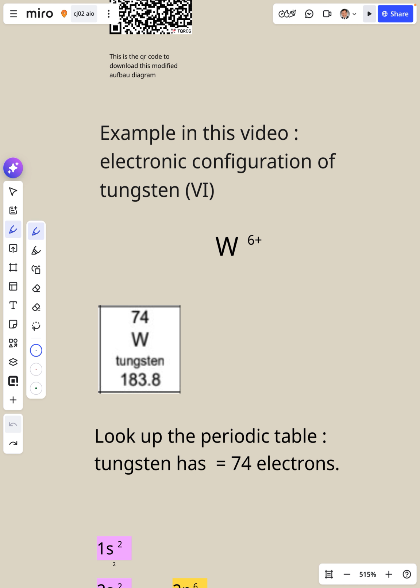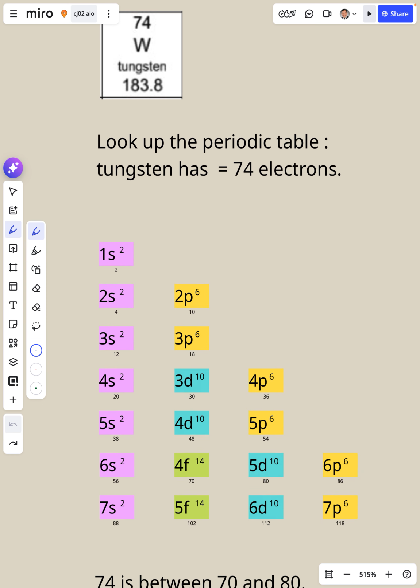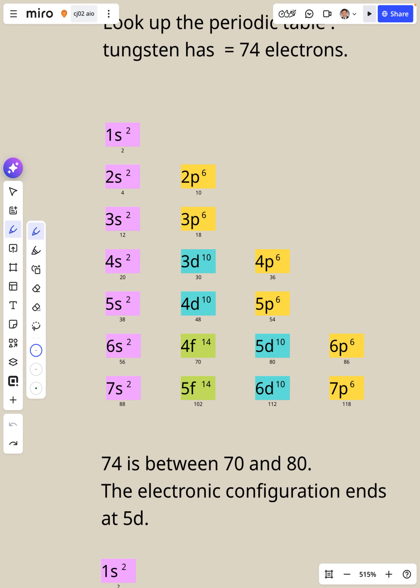We use the example of tungsten 6+, wolfram 6+. We are going to make the electronic configuration of tungsten 6+. The first thing we do is find the number of protons and electrons, and we get that from the periodic table. So we look it up, and the number is 74. Then we apply this modified Aufbau diagram.